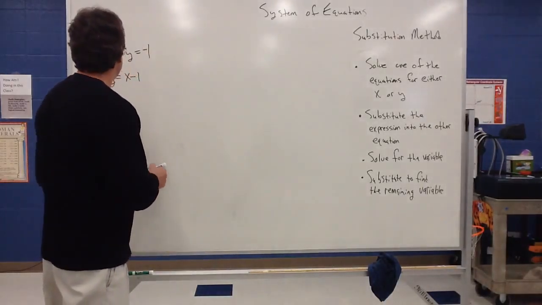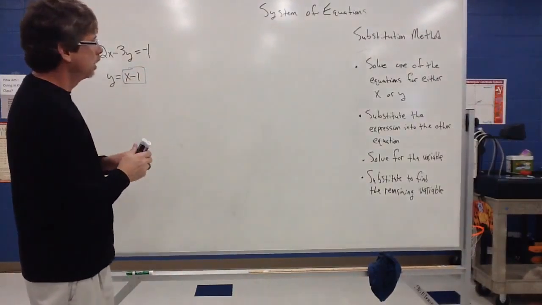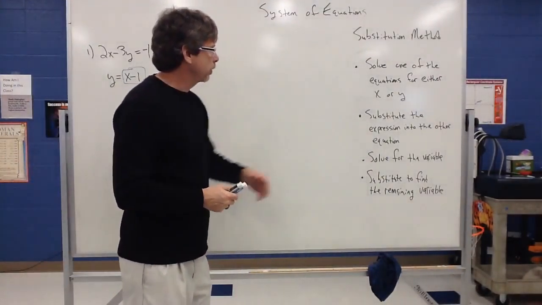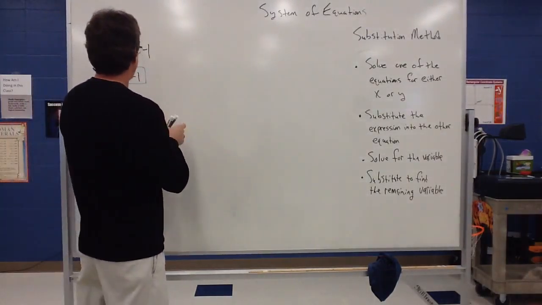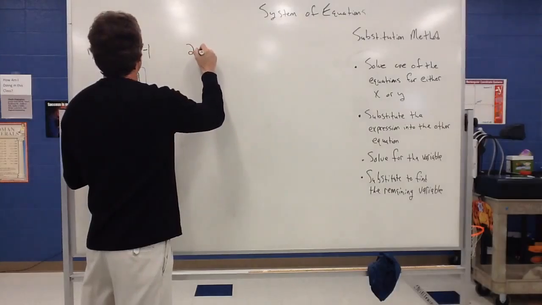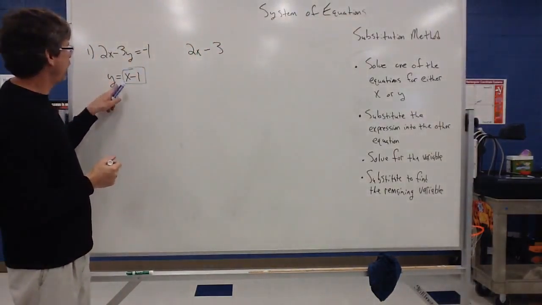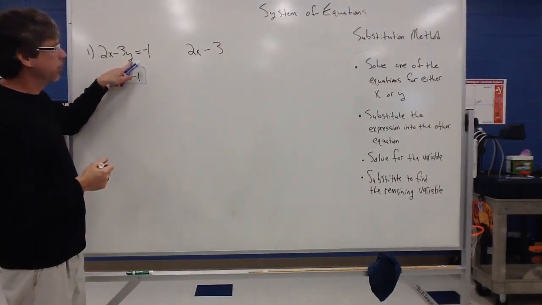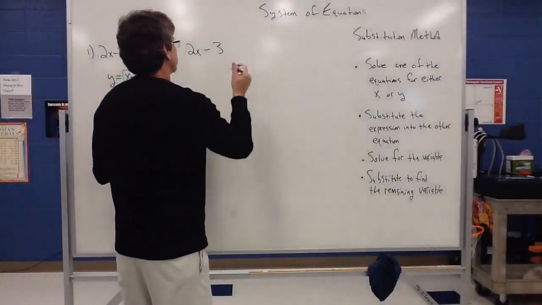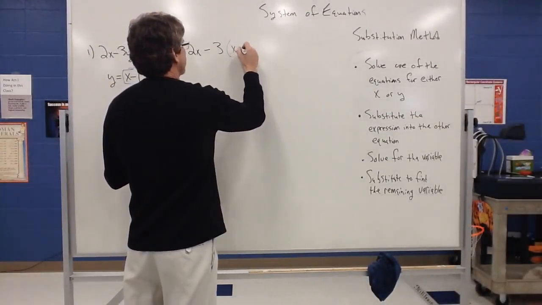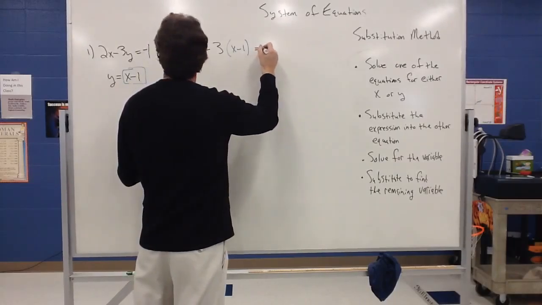So what we're going to pick up on then is we have y is equal to x minus 1. I'm going to now substitute that expression into the other equation. So I'm going to use this other equation now. I have 2x minus 3, and since y is equal to x minus 1, I'm going to replace y in the other equation with the expression x minus 1. So x minus 1 goes in, and that's going to equal then this negative 1.